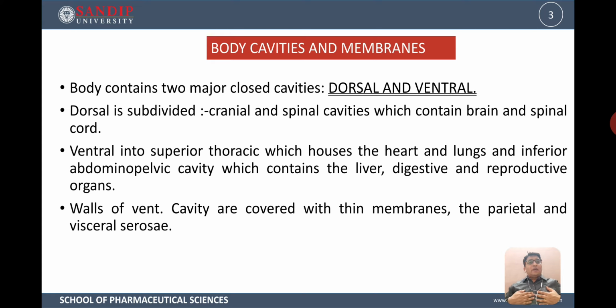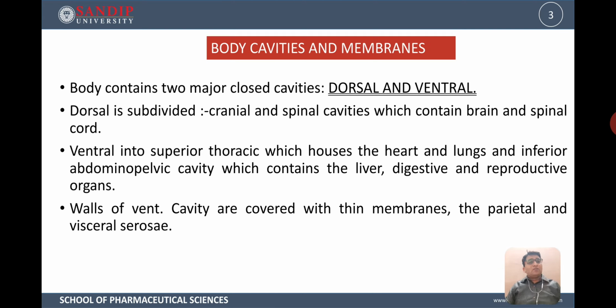You please observe my hands. So this is the ventral, the superior thoracic, which houses the heart and lungs, and the inferior, which means the lower side, is the abdominopelvic cavity. Here is the presence of liver, digestive system and the reproductive systems. Then there are the walls of the ventral cavities, which are covered with different types of membranes.